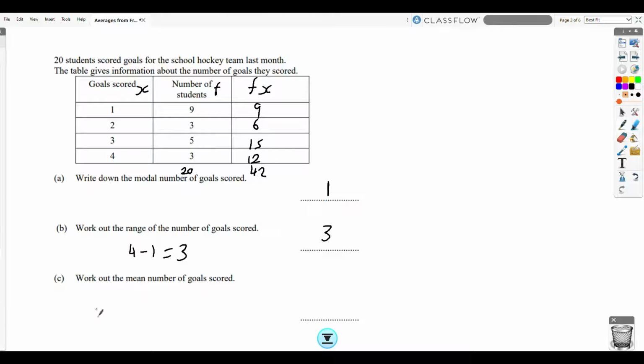So once again, the mean is 42 divided by 20. And then this gives us a value of 2.1, which if they ask us to round, we might have to leave as 2. But for now, we'll leave it as 2.1 and then write 2 after, just in case you have both answers.